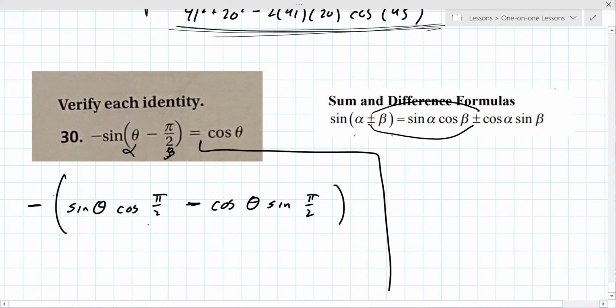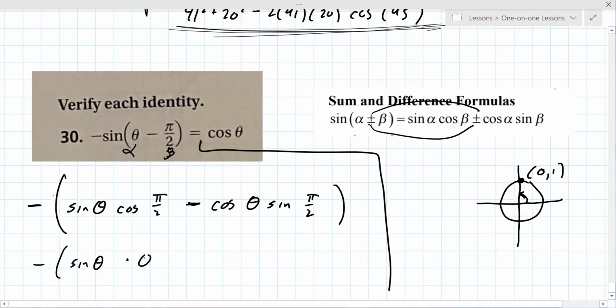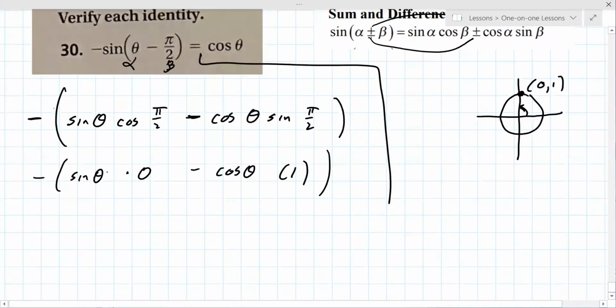Whenever it's at a nice place, cosine pi over 2, that's on the unit circle. Where is that? That's right here at the top. So that's 0, 1. Cosine is the x value. So what's the x value here? 0. So this becomes minus sine theta times 0 minus cosine theta. What's sine of pi over 2? It's 1. What's the y value? Times 0 means that goes away. This negative distributes in, and cosine theta times 1 is just cosine theta.